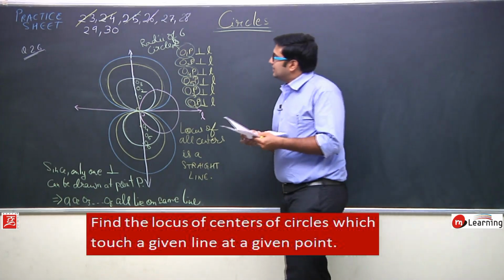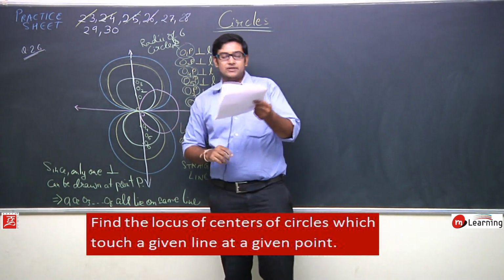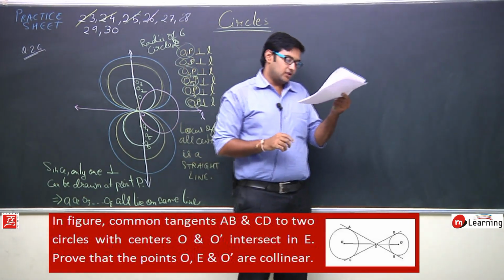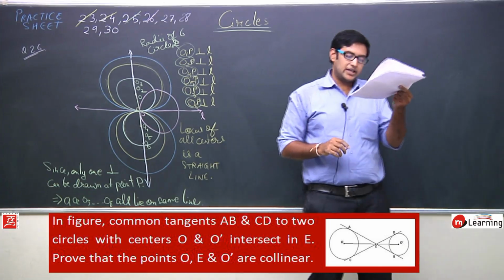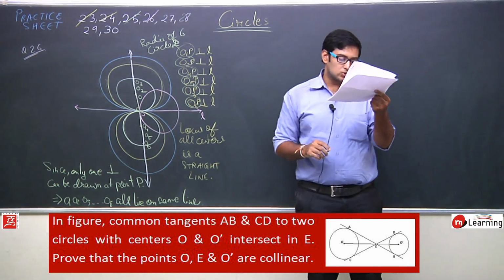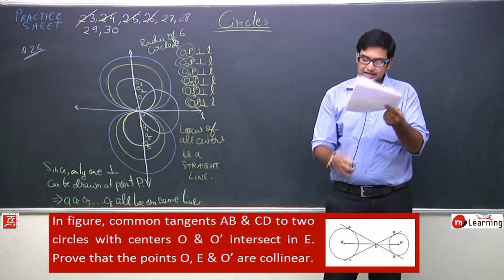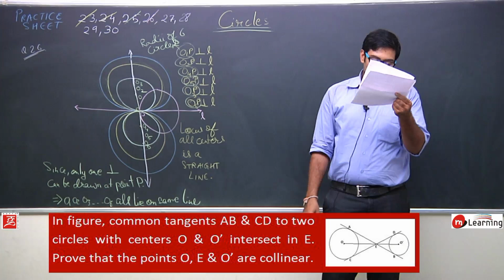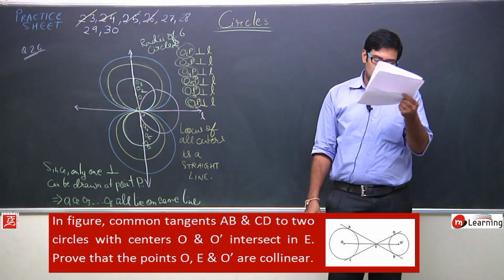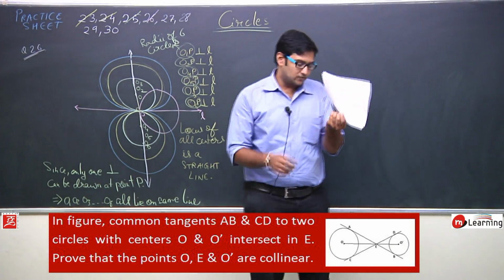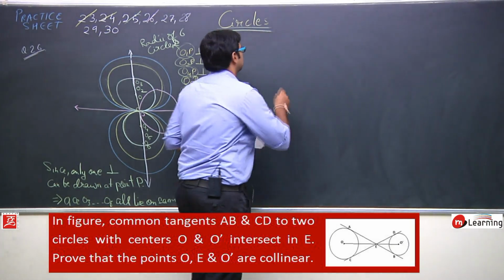Now after this, let us discuss question number 27 from the practice sheet. Question number 27 says, in the figure, common tangents AB and CD to two circles with centers O and O dash intersect in E. Prove that the points O, E and O dash are collinear. Okay, so first let us draw the diagram of this question.